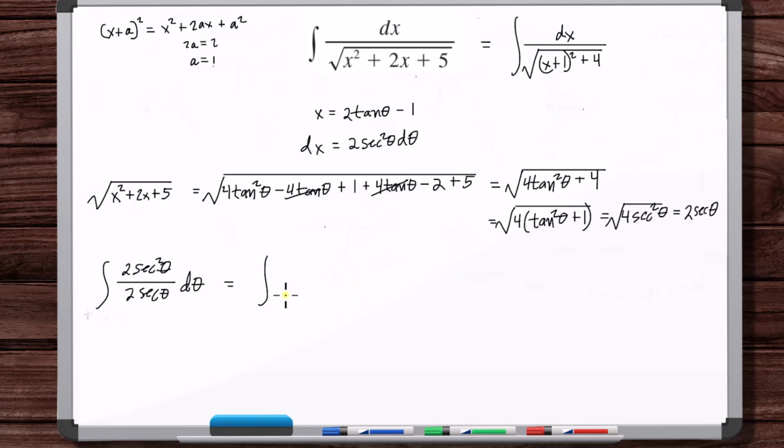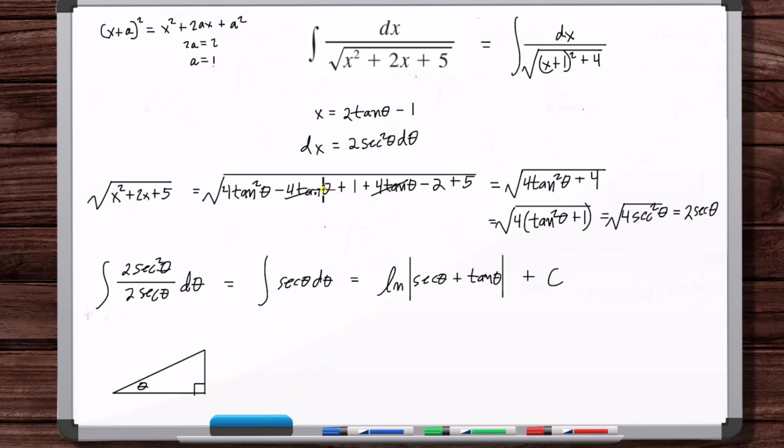So we're left with secant theta d theta. And the textbook gives us this integral: natural log of the absolute value of secant theta plus tangent theta. Okay, but we're not done because we need to put this in terms of x. So we draw the right triangle and put theta here. It wouldn't matter what direction you put theta.